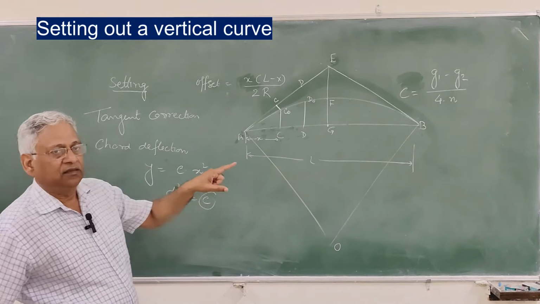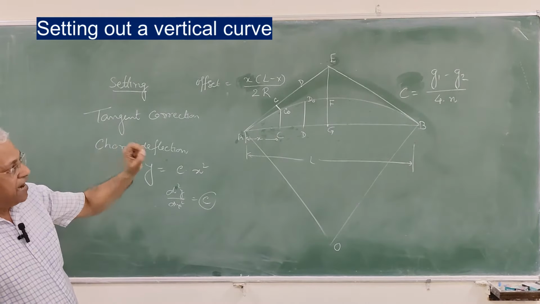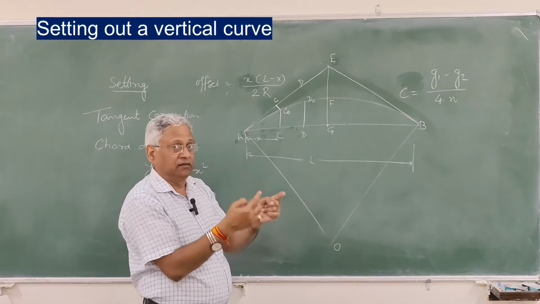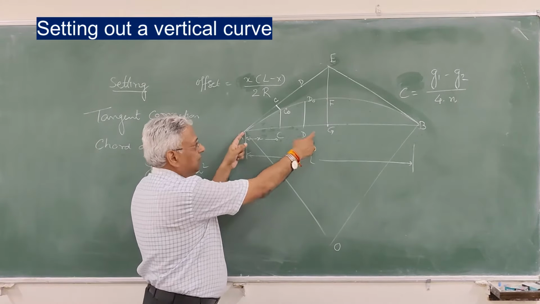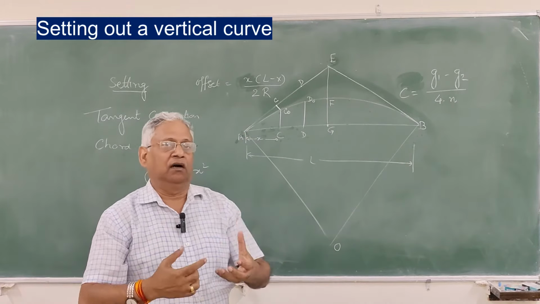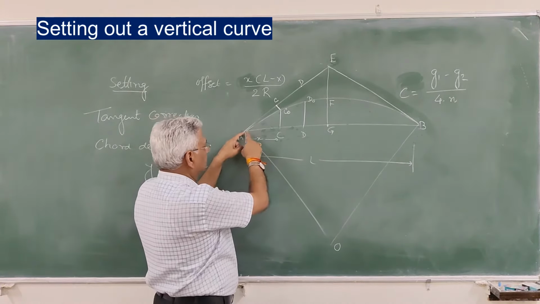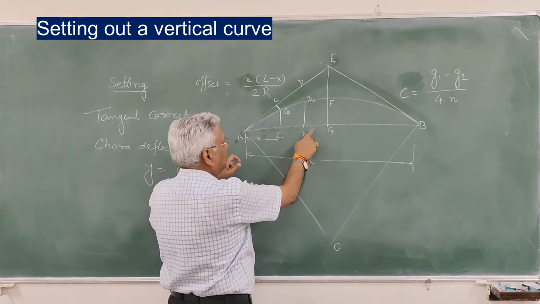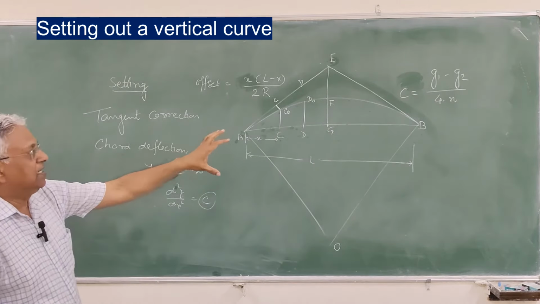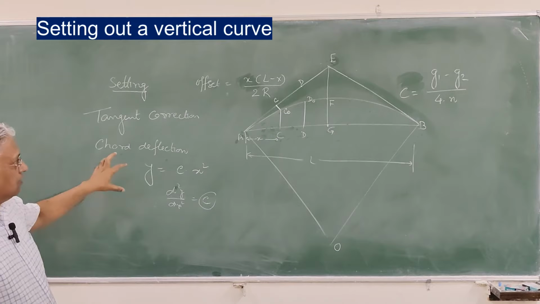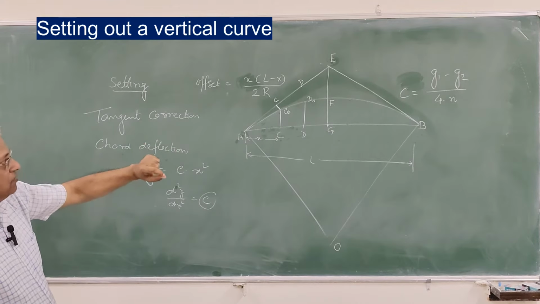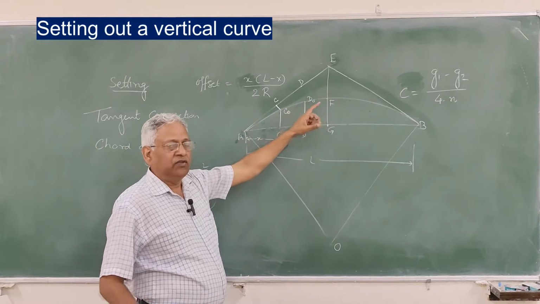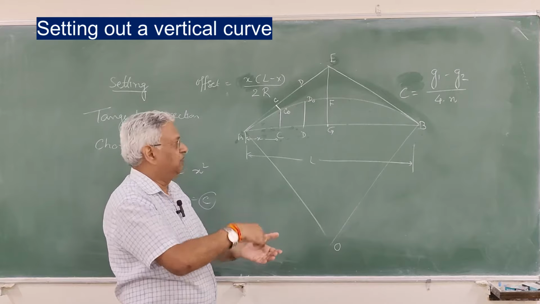G1 is the first gradient, G2 is the second gradient, N is the number of chain lengths in the half of the length of the curve. So here in this case, what I have shown here, A, C, D, G. AG is the half of the length of the curve, so 1, 2, 3, N will be 3, if you divide total into 6 parts. So that is the basic difference between two methods, but both methods will give the same elevation of these points on the curve. And once you know the RL of these points, you can set in the field.